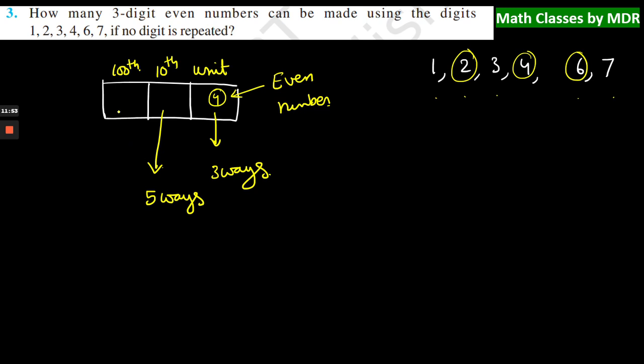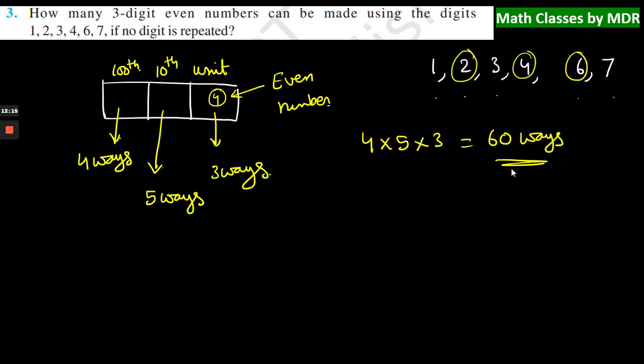And what about 100 place? So now I have used 2 numbers already. So how many digits are available? So there are total 4 digits available. So that is 4 ways. Okay. Therefore the answer is 4 into 5 into 3, which is equal to 60 ways we can arrange these numbers to get 3-digit even numbers.